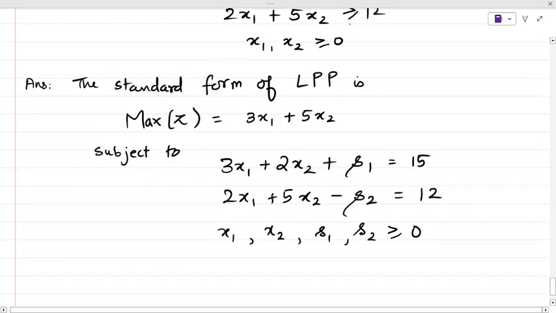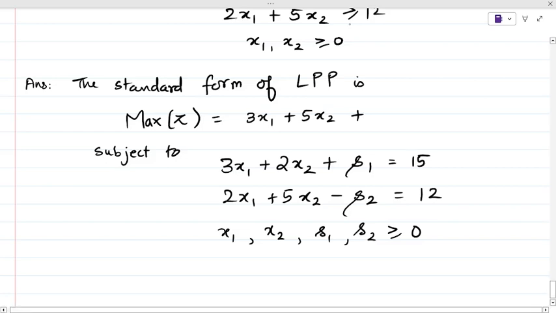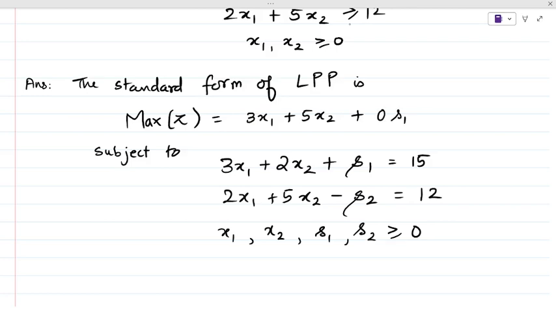Now again, as I told you, there should be no change in the objective function. s1 and s2 are also variables, but they are not going to affect our calculation of z. So what we do here is 0s1 plus 0s2. This is how it is here.